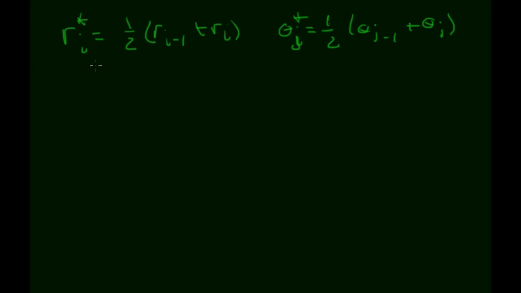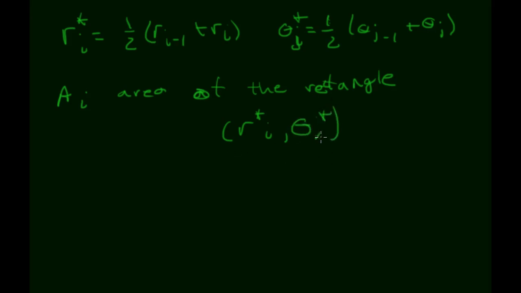So we're going to let A sub i be the area of the rectangle that r_i star, theta_j star lives in. Because only the distance from the origin matters here, we can index that just with the radius. We don't need the j index in this.